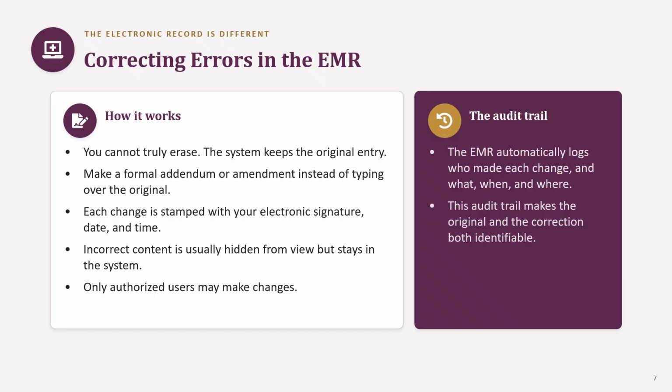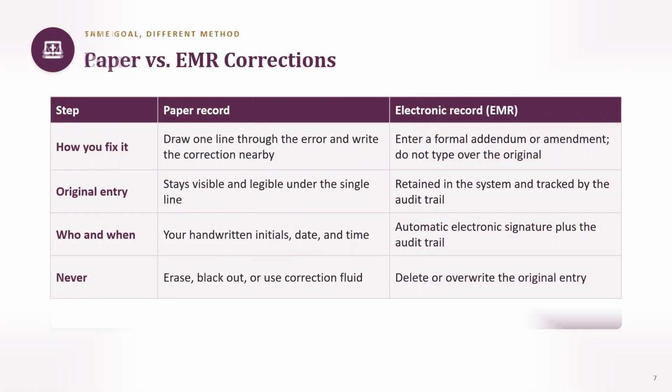So on paper, you draw a line and initial. In the EMR, you make an addendum and the audit trail records it. Let's put the two side by side. Here is the side by side because the contrast is the easiest way to remember it. Read it row by row.